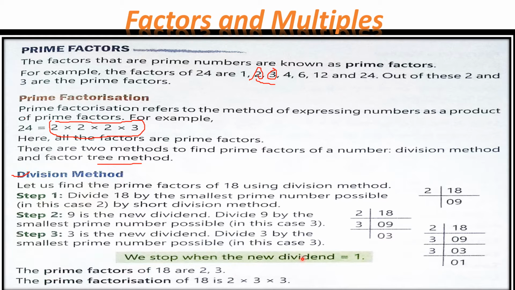So the prime factors are 2 and 3. These are the prime numbers. The prime factorization is 2 into 3 into 3. Prime factorization means the product of the prime numbers, how we can represent this 18 by using prime numbers. So 2 into 3 into 3: 2 threes are 6, 6 threes are 18. Very easy. Got it, children? We just need to use the short division method we have learned in class 3. Okay.